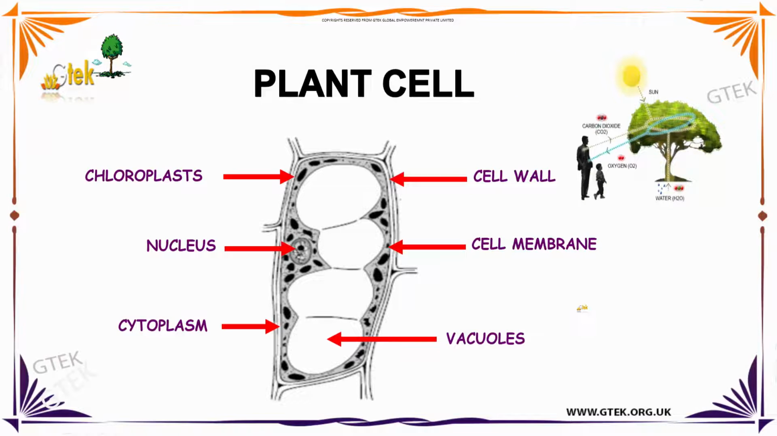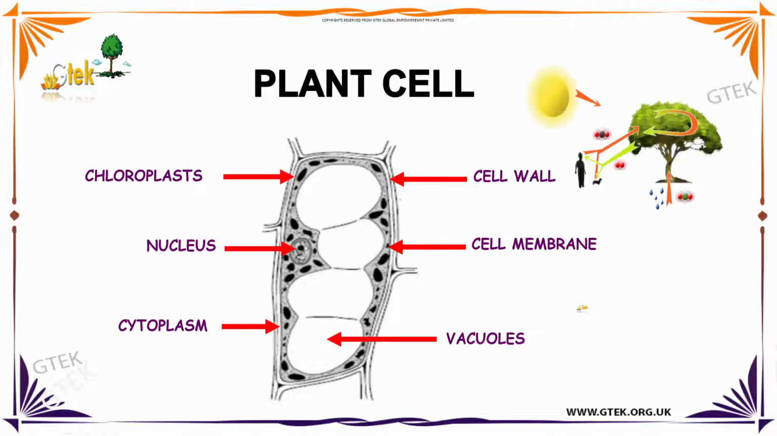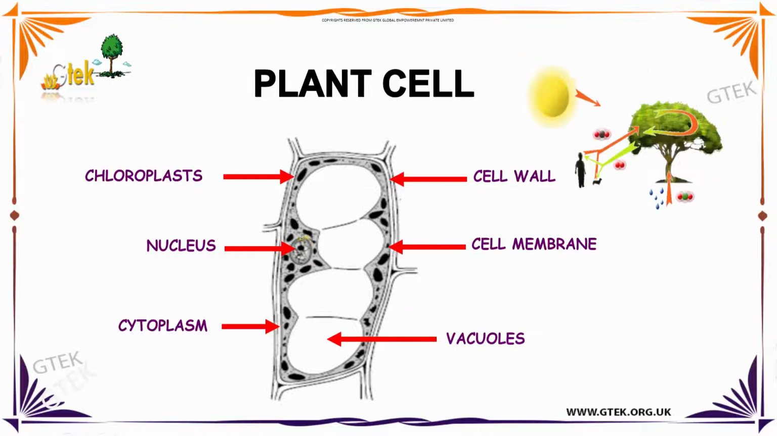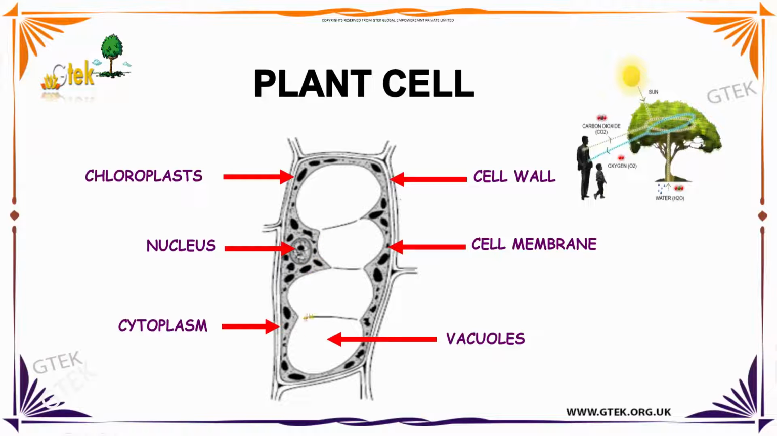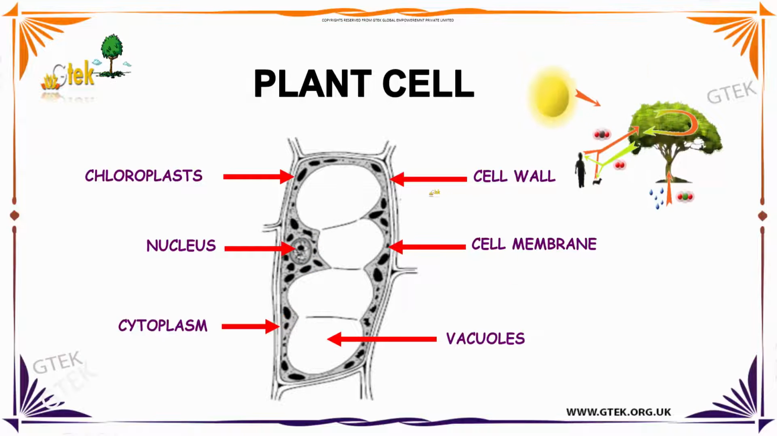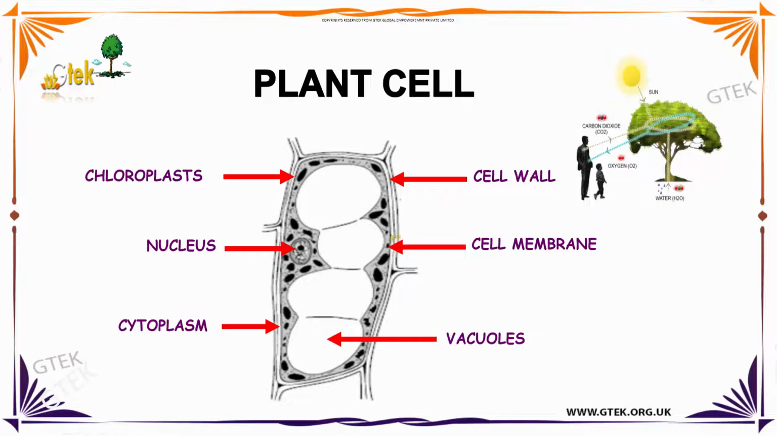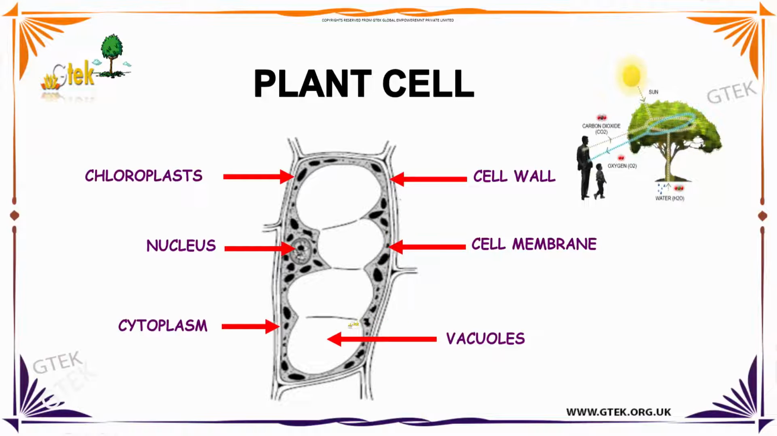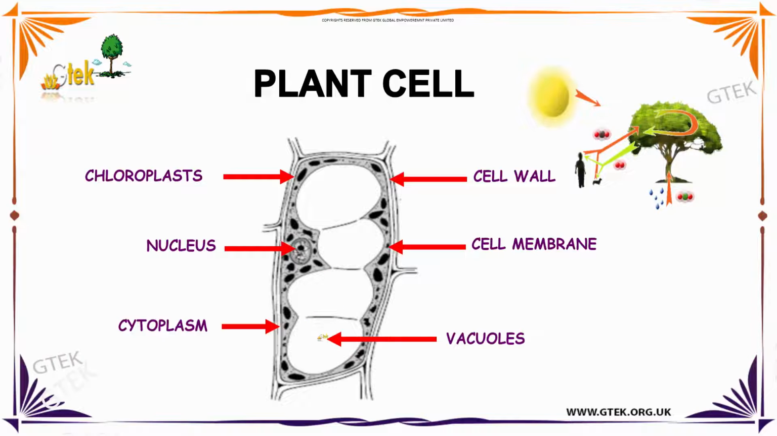Now we are going to see about the plant cell. The plant cell consists of chloroplasts, nucleus, which is represented over here, and cytoplasm, cell wall, and cell membrane. Inside the cell wall, the cell membrane is represented. Here the vacuoles. We will see about the animal and plant cells.